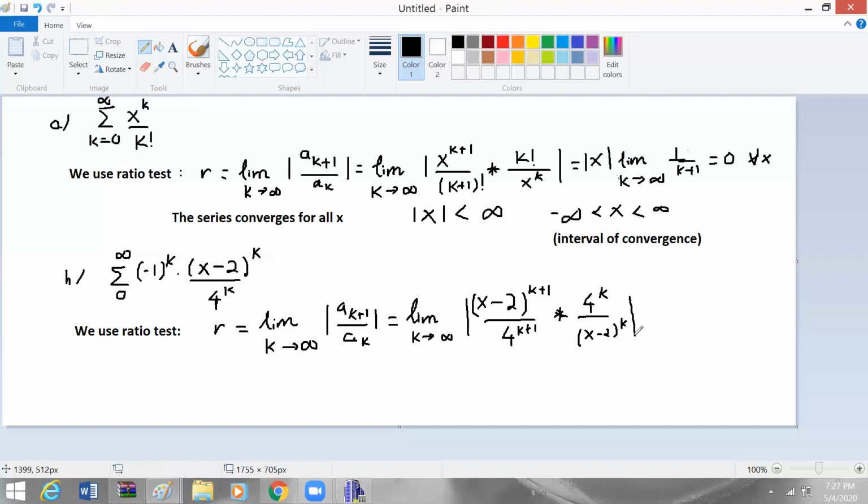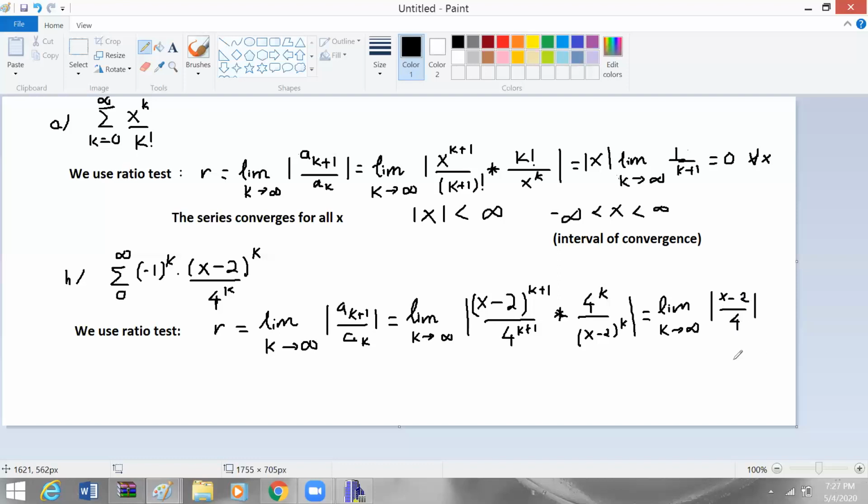Okay? So 4 to the k and 4 to the k plus 1, we know they cancel out, and that becomes 4 in the bottom. And x minus 2 to the k plus 1 over x minus 2 to the k becomes x minus 2. So we simplify that part. Remember that k plus 1 over k becomes 1, right? So the whole term turns out to be absolute value of x minus 2 over 4.